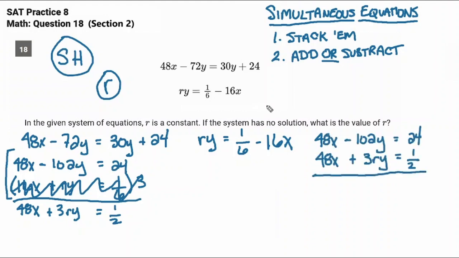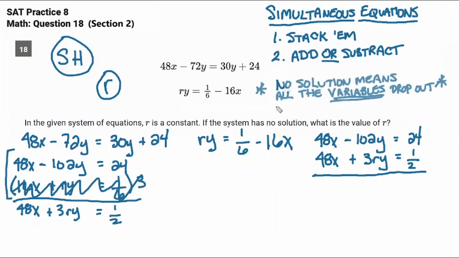Okay, last wrinkle. This system has no solution. What the heck does no solution mean? No solution means all the variables drop out. And I've double underlined variables. X is a variable. Y is a variable. What's R? First of all, it's what we're looking for. Second of all, it's a constant. All a constant is a number that ETS is hiding from you. So that is not going to drop out, and we don't want it to drop out.